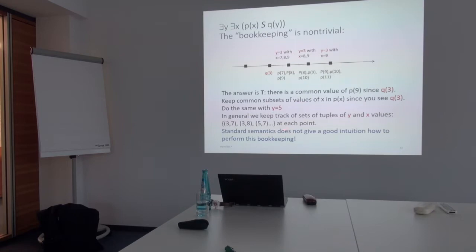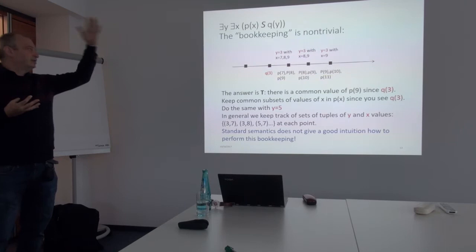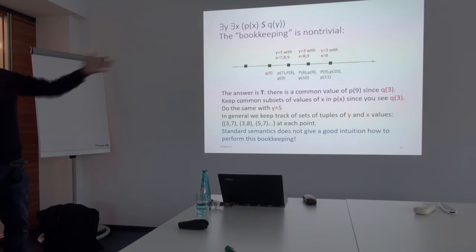This is the point. The standard semantics does not give us a good intuition how to perform this bookkeeping. And when we saw that the first time, we thought, well, this is a really hard problem. How do you calculate that? You need something conceptually different that will tell you how to do that. If you look at the standard semantics, I'm not sure how to figure out how to do all these intersections, all these calculations.